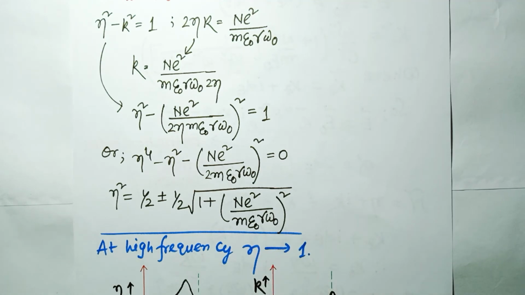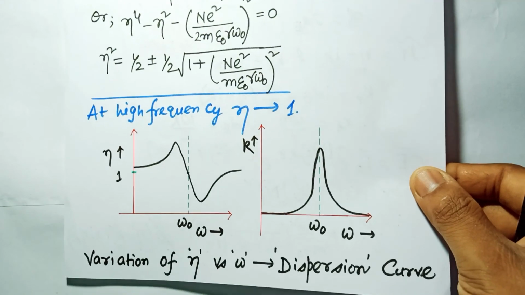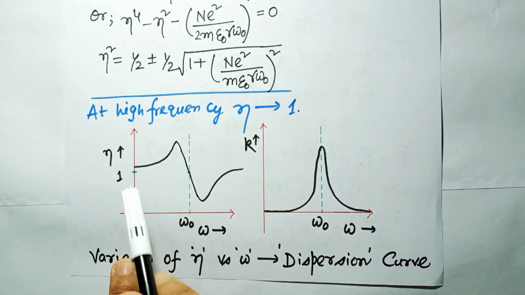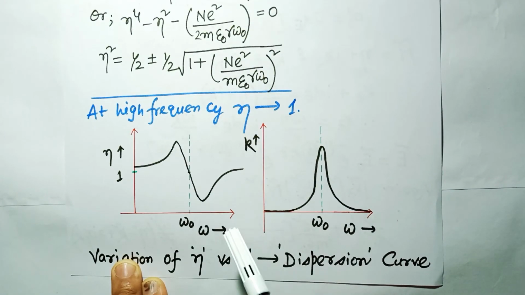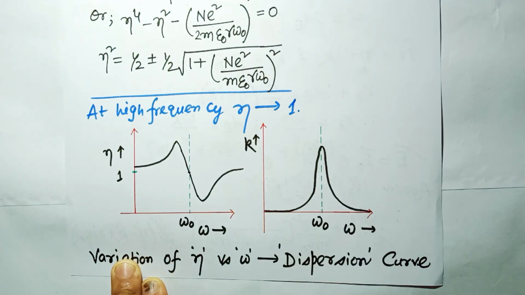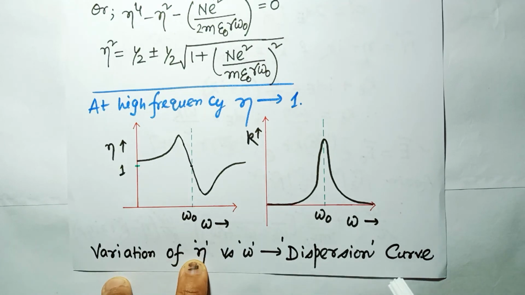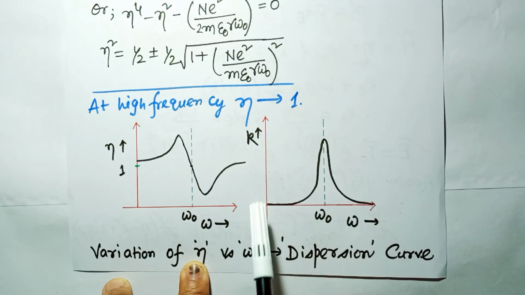So you can see at very high frequency the real part of the refractive index tends to unity. So at high frequency the eta value tends to unity. Now you can see the variation of eta and kappa with omega, both the real and the imaginary part of the refractive index. At omega equal to omega naught, eta becomes 1, and it behaves like this. This is the variation of eta with omega. It is called the dispersion curve, and this is the variation of the imaginary part of the refractive index, that is kappa, with omega.